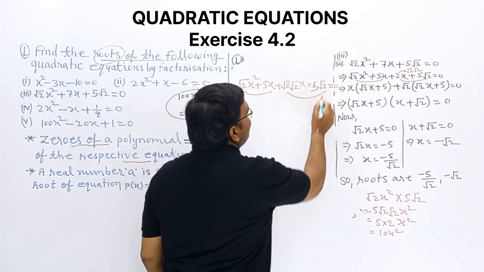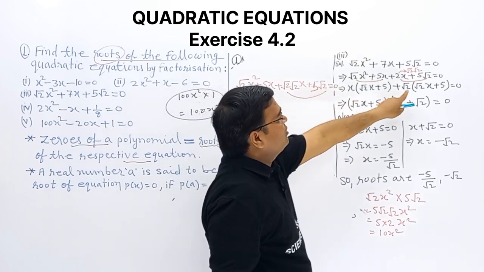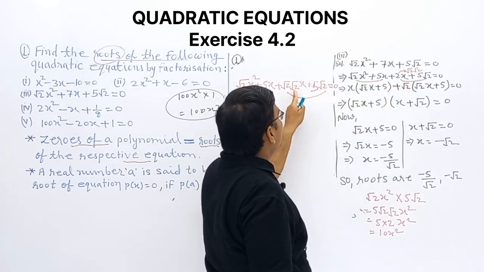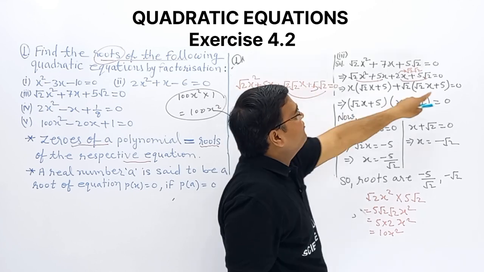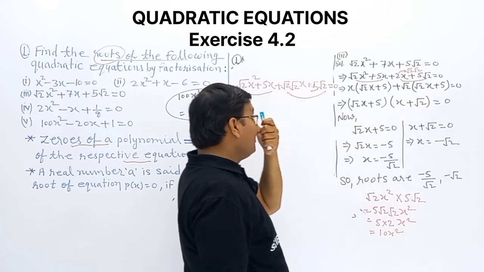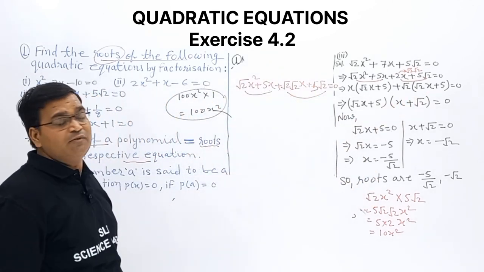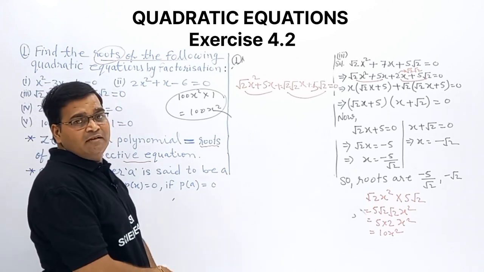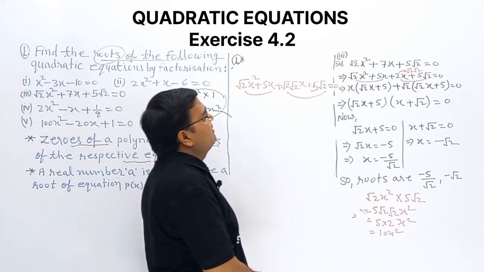Now in the last two terms, what is common? Root 2 is common. Then what is the remaining? Root 2x plus 5. Clear? So you can split in this way, then there will be no problem. Clear? Are you getting it? Okay.